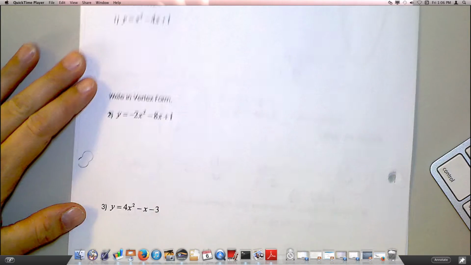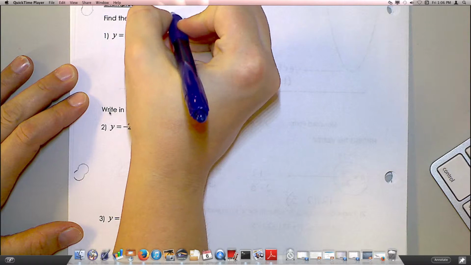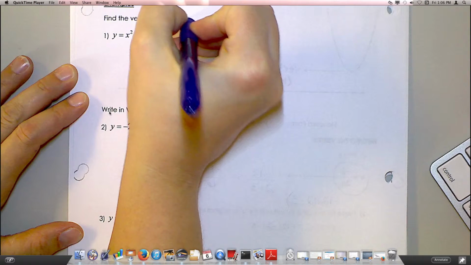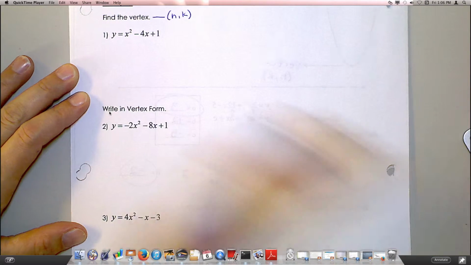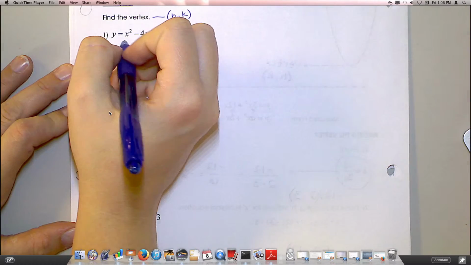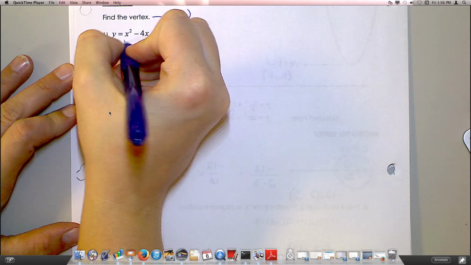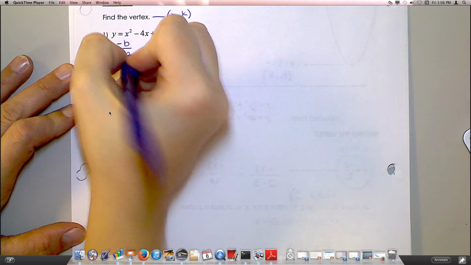So, these directions just say find the vertex. Remember, the vertex means I need h and k. So, h, the formula for finding h is negative b over 2a.